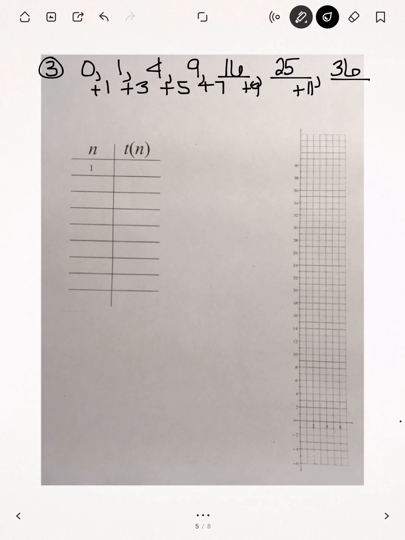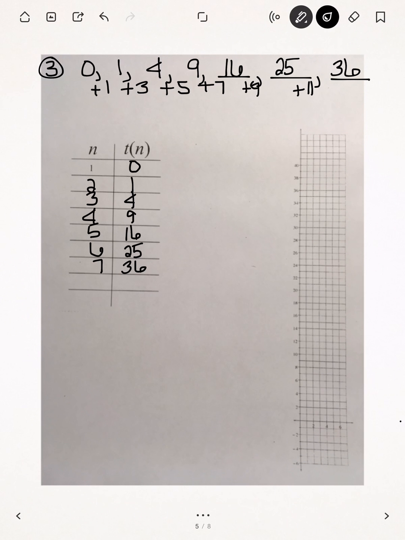So my first term is 0. My second term is 1. My third term is 4. My fourth term is 9. My fifth term is 16. My sixth term is 25. My seventh term is 36. Well, if this isn't going to be linear and it's not going to be exponential, I wonder what it's going to be. Let's graph it and see.